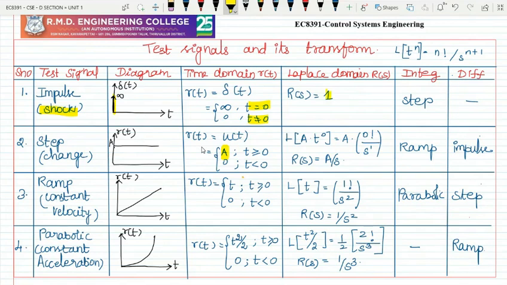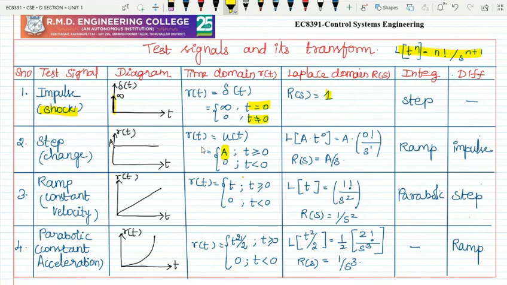And coming to the step signal, we have one general formula. Take this formula. As we are second year students, we don't know about the concept of the Laplace transform, so just take this formula alone: Laplace of t power n equals n factorial divided by s power n plus 1. So let us come to the concept here.